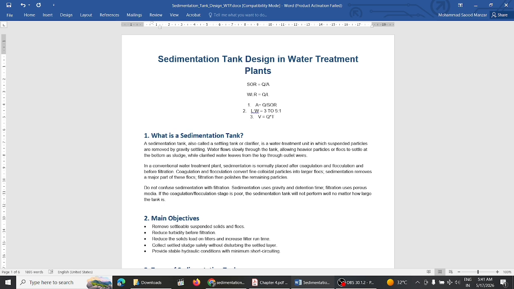Now area will be, if it is a circular sedimentation tank, pi d square by 4. Or if it is a rectangular sedimentation tank, the area will be L into B.